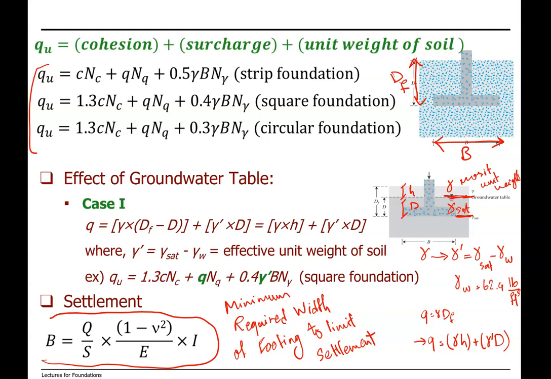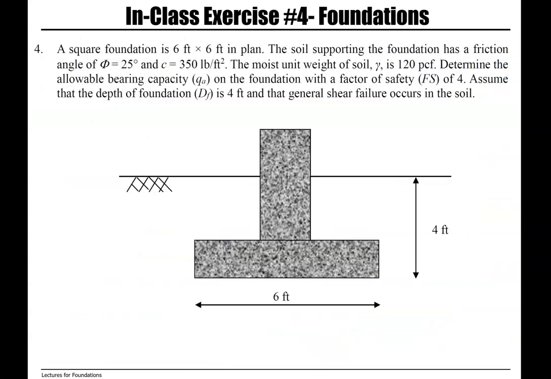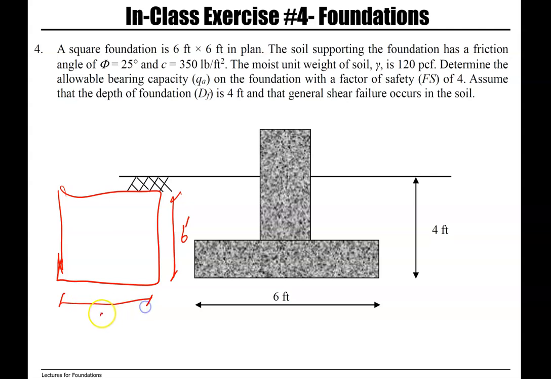Okay, so these are the most important formulas for shallow foundation design. We have a square foundation, 6 feet by 6 feet. The soil supporting the foundation has a friction angle of 25 degrees, cohesion or shear strength of 350 pounds per cubic feet. Moist unit weight of soil is 120 pounds per cubic feet.